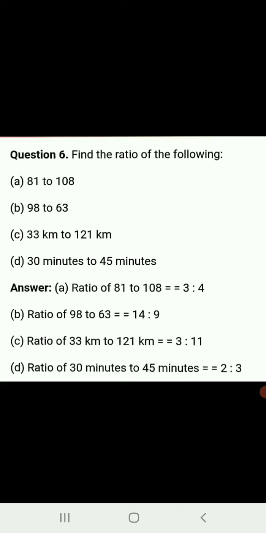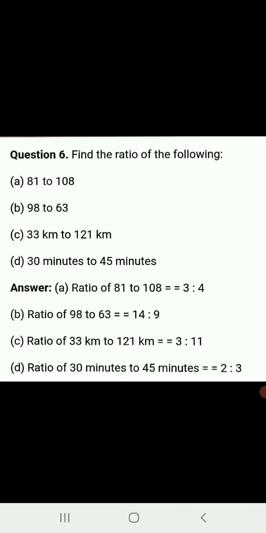So 81 by 108 you can write, then you can cancel them. If you can cancel and reduce the terms, you should reduce it. Here I'm not going to do the cancellations for you. You are going to do it, because we have discussed how to do cancellation many times. So 81 by 108 will become 3:4. You need to find how it is. You should cancel and find it out.